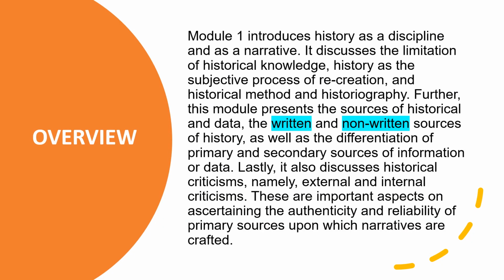Okay, so topic overview. In Module 1, it introduces history as a discipline and as a narrative. It discusses the limitation of historical knowledge, history as a subject process of recreation, and historical method and historiography. Further, this module presents the sources of historical data, the written and non-written sources of history, as well as the differentiation of primary and secondary sources of information or data.